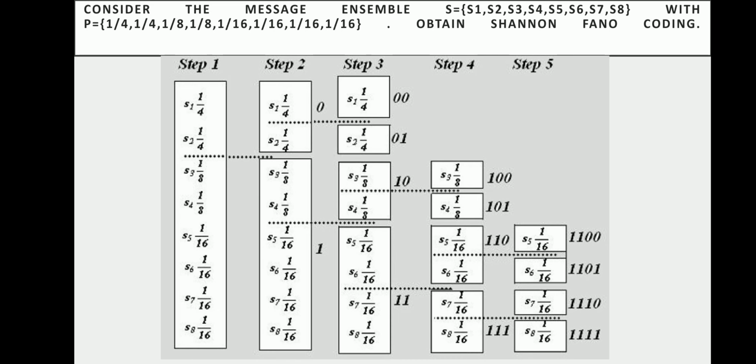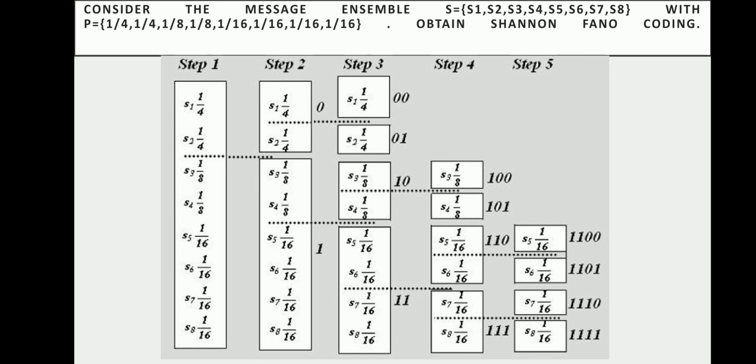Then we code that source symbols as 0, and then the remaining we code as 1. So we can see in step 2 we coded S1 and S2 as 0, then the remaining symbols are 1. We can also code S1 S2 as 1, that means upper group as 1 and lower group as 0 also. There is no problem in that coding. So here we did the upper group as 0 and the lower group as 1.